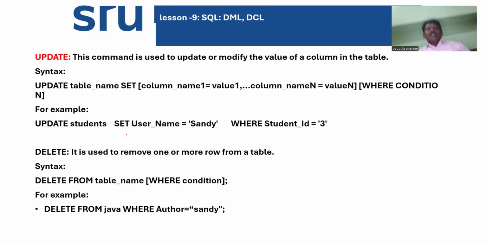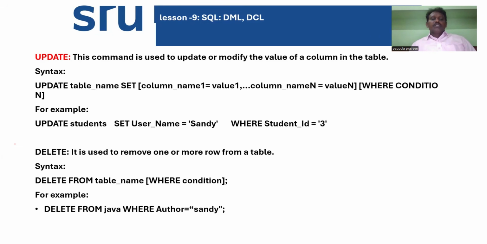Now we can update the table by using the set. Update table name, set column details, and where condition. So now, what is the table name here? For example, student. Now student table, user ID name is Sandy, where student ID equal to 3.